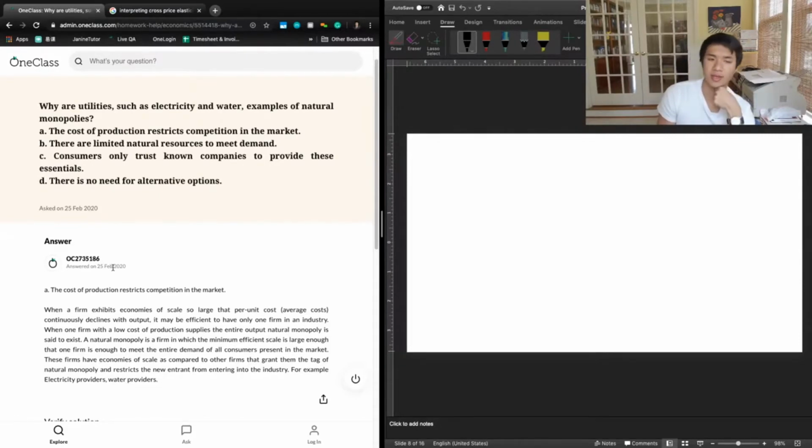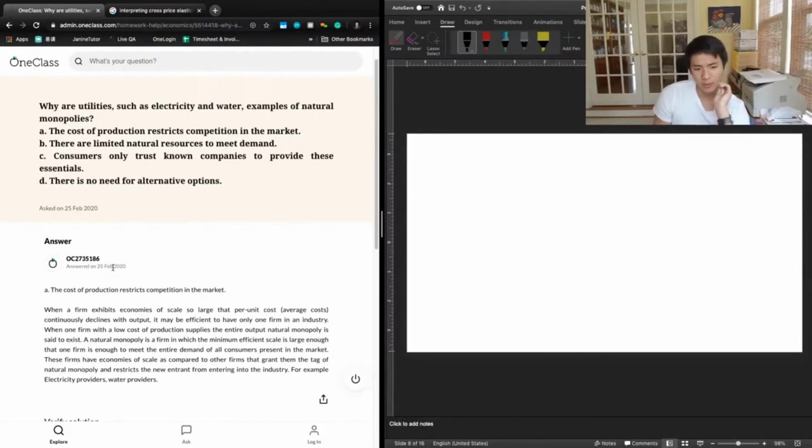Let's take a look at the previous tutor's answer. So the previous tutor said, the cost of production restricts competition in the market when a firm exhibits economies of scale so large that per unit costs or average costs continue to decline with output. It may be efficient to have only one firm in an industry. When one firm with a low cost of production supplies the entire output, natural monopoly is said to exist.